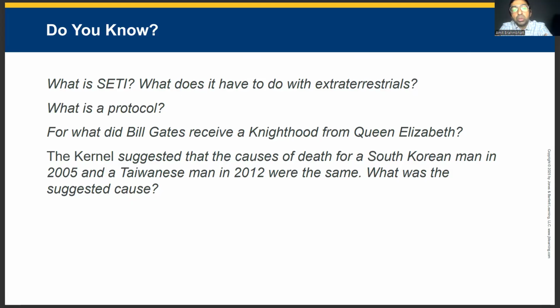The colonel reported that deaths in South Korea in 2005 and Taiwan in 2012 were linked to excessive computer gaming, highlighting concerns around digital addiction.